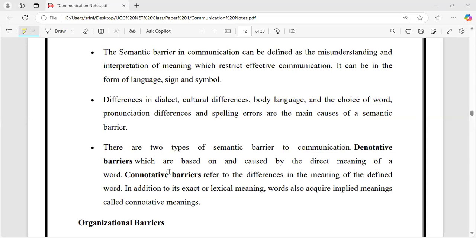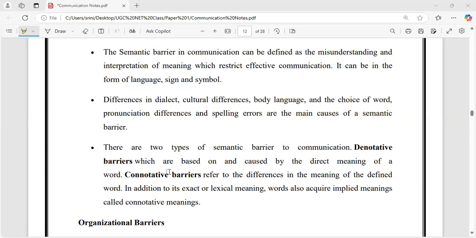It also has a connotative meaning, meaning that if I am saying that I'm home, maybe I am in my village, maybe my first college, maybe I'm with my friends, maybe I wanted to belong somewhere. That's the different meaning. So that's the difference. In addition to its exact or lexical meaning, words also carry an implied meaning called connotative meaning.